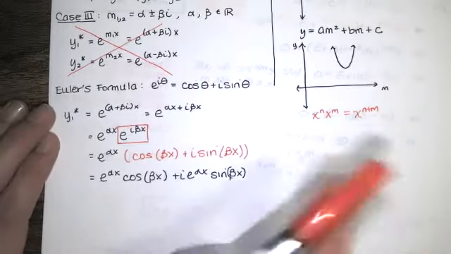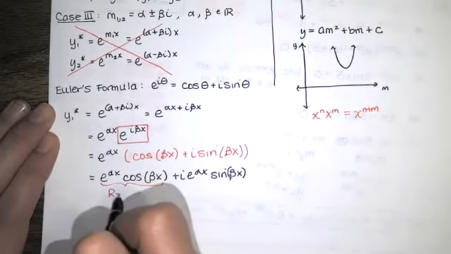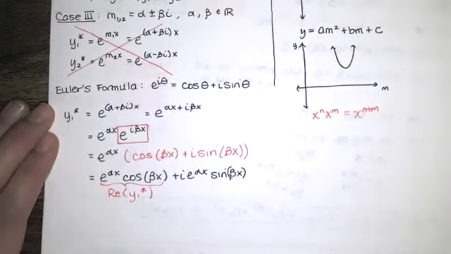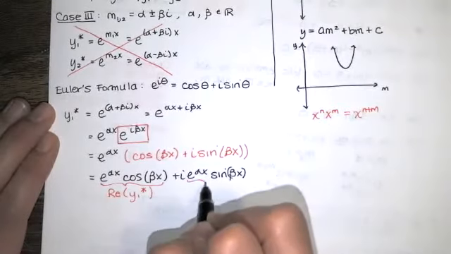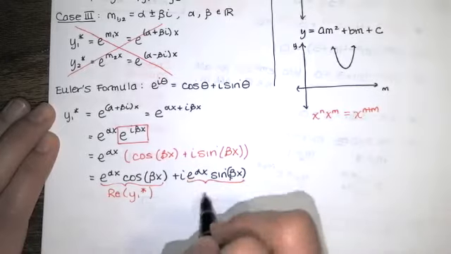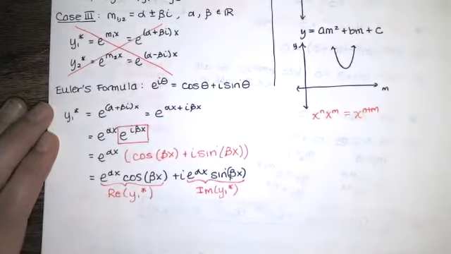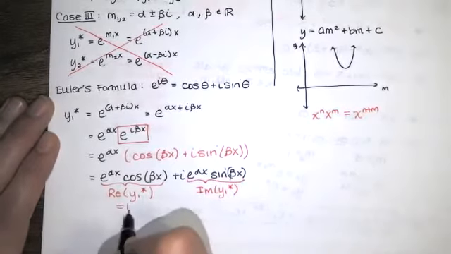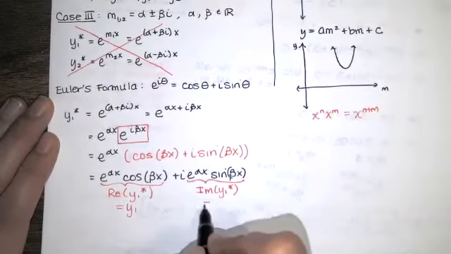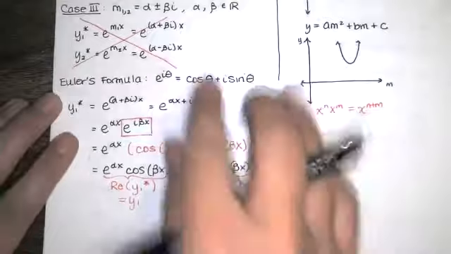It turns out that this real part of y sub 1 star turns out to be a solution to the differential equation. And this imaginary part, which doesn't include the i, it's just this function here, that's also a solution to the differential equation. So we're going to call this our first real solution, and we're going to call this our second real solution.